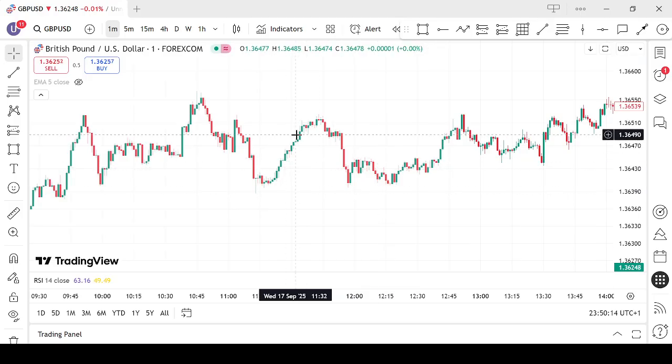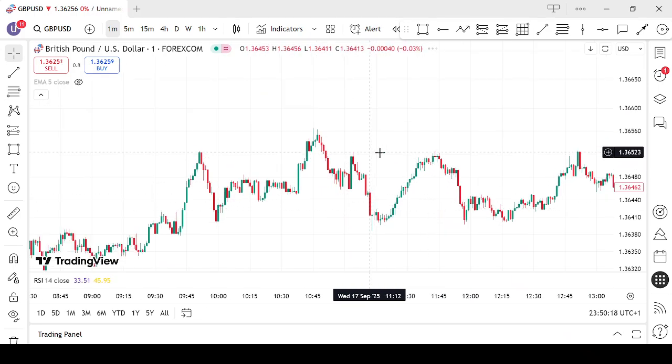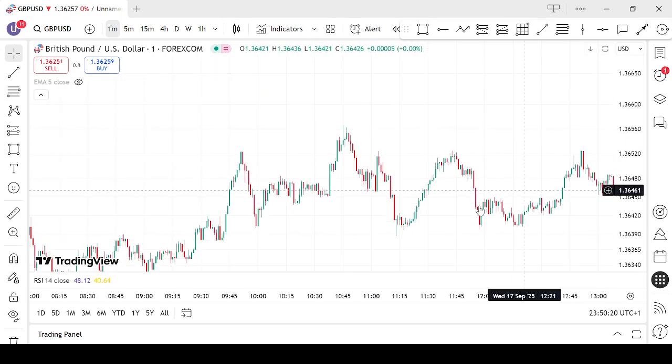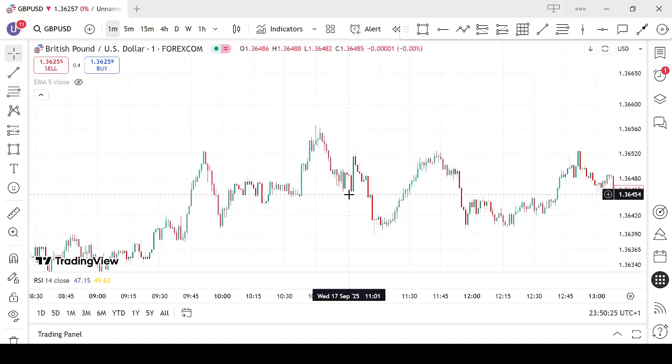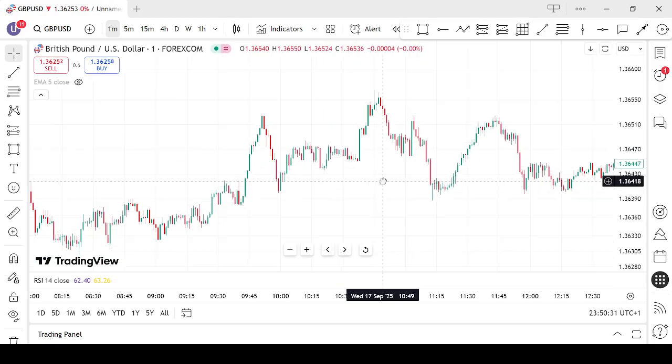Step-by-step trading strategy for beginners to start scalping. Let's see the step-by-step we can use. Now, scalping trading requires a clear and disciplined approach to identify and capture small profitable moves. So let's look at the step-by-step process we can use.